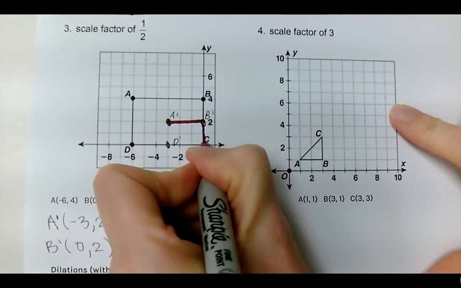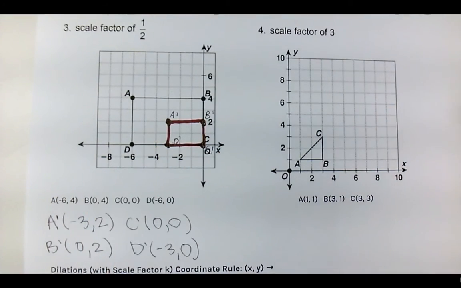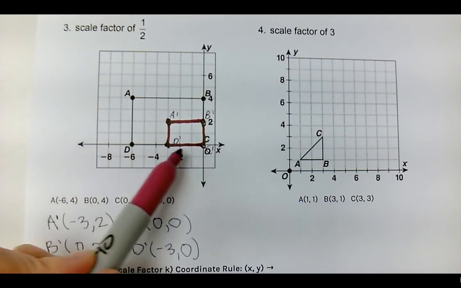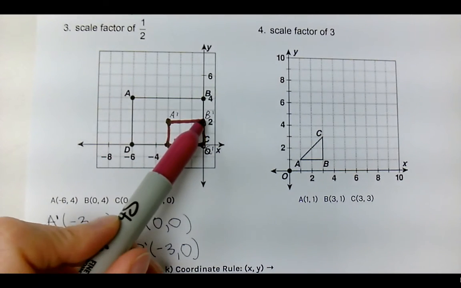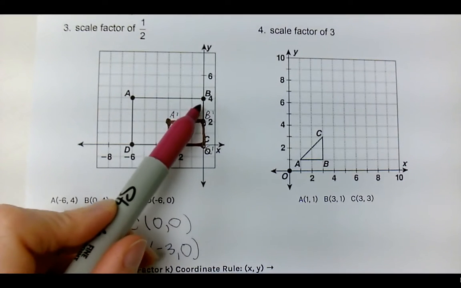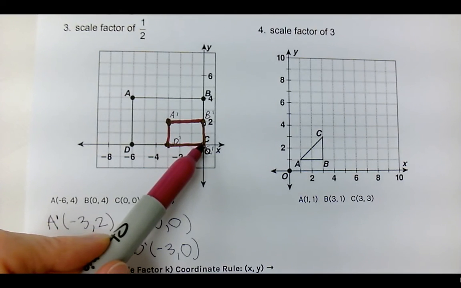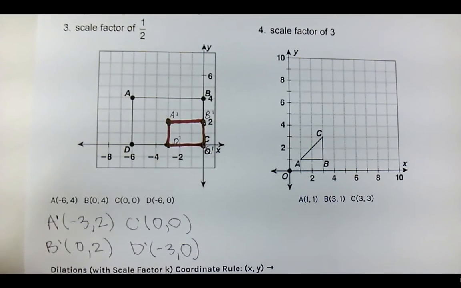It is half as large as the original figure. So the original figure, this length was 6 units long, and now it's 3. The original figure, this length between B and C was 4 units long, and now between B prime and C prime, it's 2 units long. So that's the dilation of that figure by 1/2. Notice it's the same shape and that everything was shrunk down by a scale factor of 1/2.